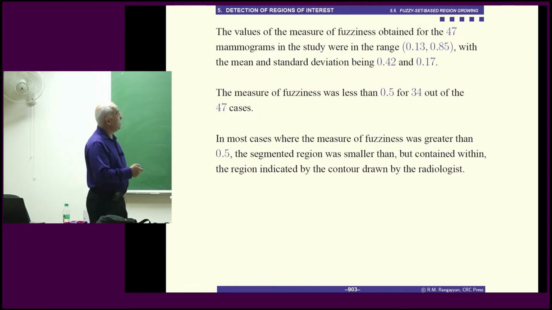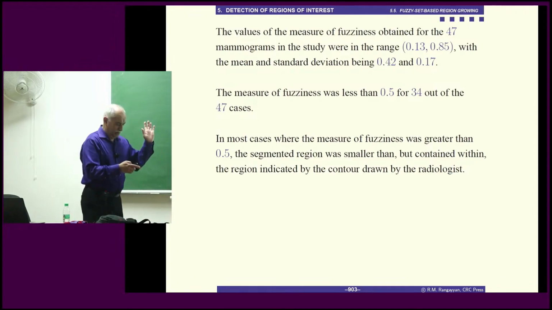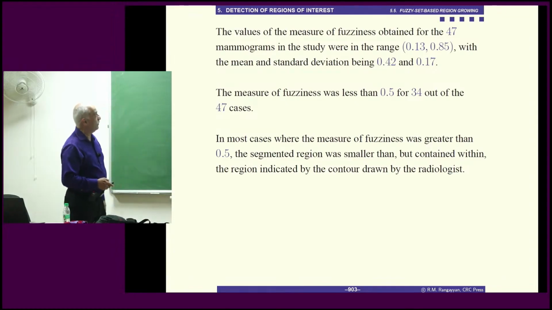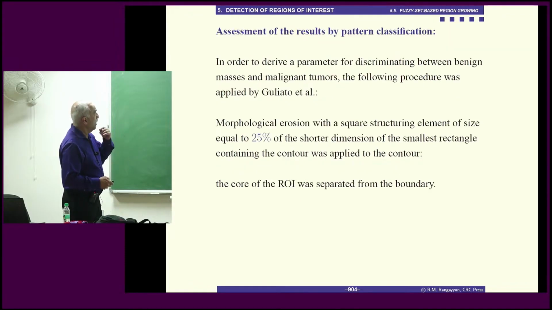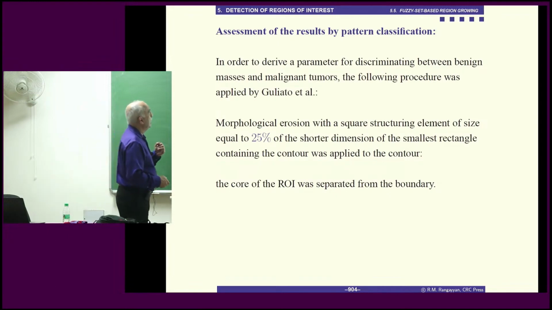So the values of the measure of fuzziness were used to analyze the accuracy of the results, and we got results in that range with mean and standard deviation being that. But that is something you could read later if you want to get the fine details of analysis. We also did pattern classification using these results.